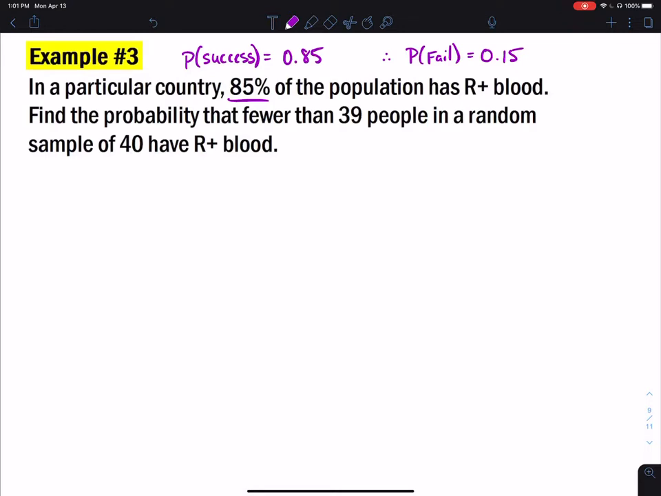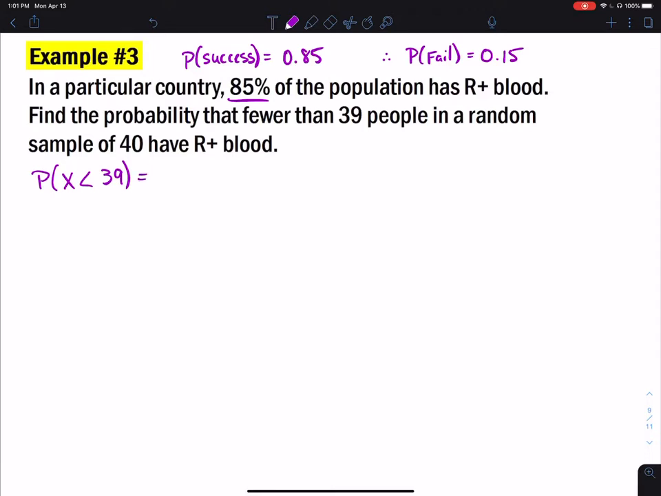Okay, so once we've established that, now we can look at what the question is asking us, what probability they want us to find. And they want us to figure out the probability that fewer than 39 people in a random sample of 40 have R positive blood. So fewer than 39, I want you guys to think about what that looks like for a second. If we let X just represent this random event, and you can always use X if you want to, what does it mean to be less than 39?